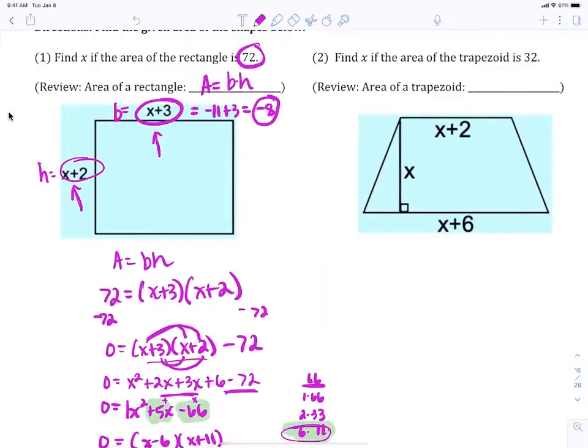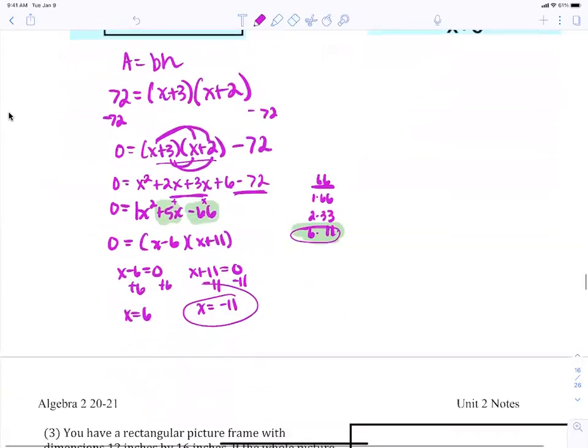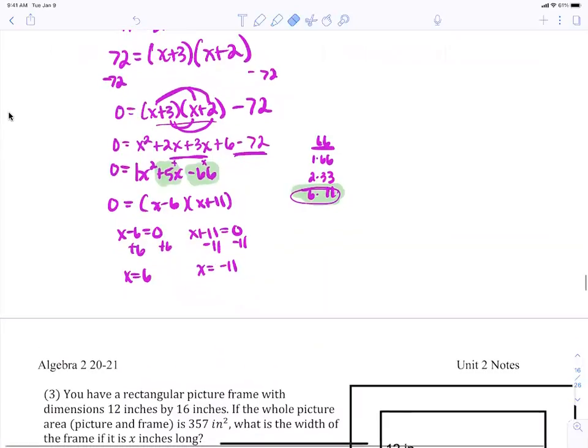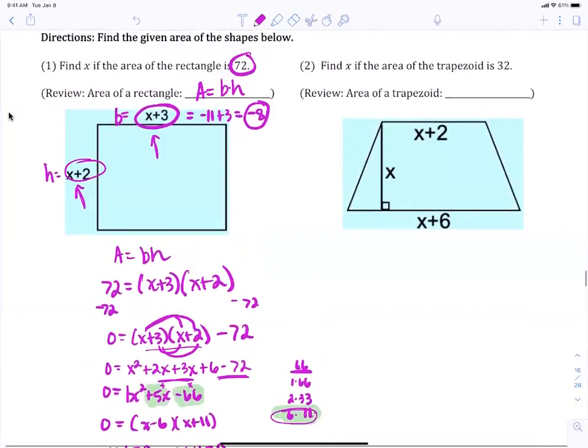Can you have a negative as a distance? Absolutely not. So what that tells us in this case is that x cannot equal -11. It just means that this doesn't end up being a solution for us, because this has that word problem connotation. The only thing that x can possibly be in this case is just x equals 6. So what I want you guys to do is try example 2.